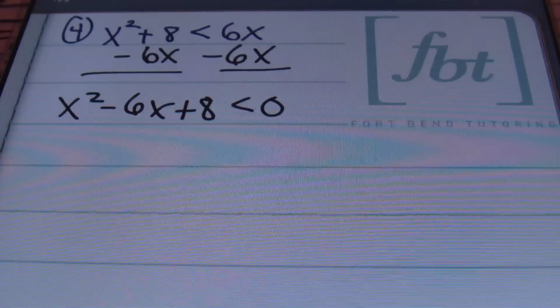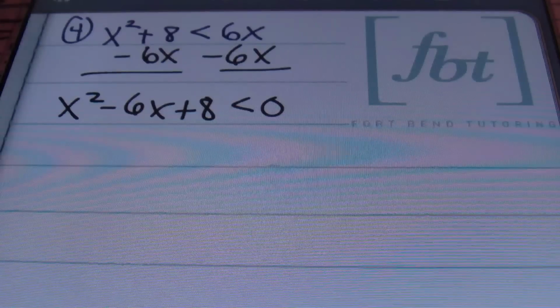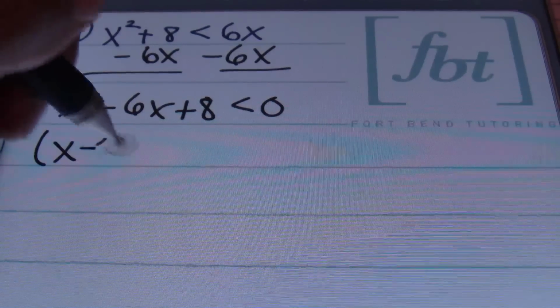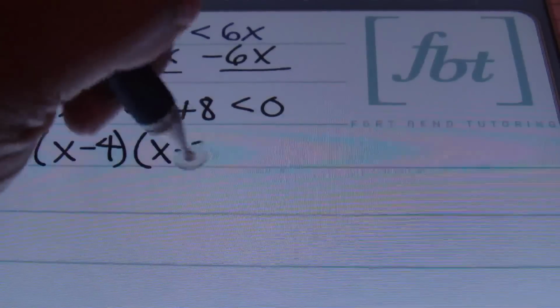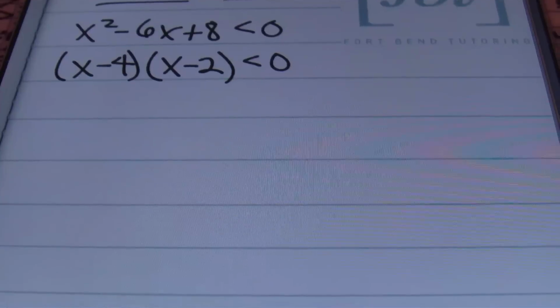Next, you're going to go ahead and see if you can factor it. I'm looking for two factors of 8 that will add to give me 6. Well, that'll be 4 and 2. So this ends up giving me x minus 4 times x minus 2, which is less than 0, just like that. Next on the agenda, you want to get your critical values. So set each factor equal to 0 and then solve for it.